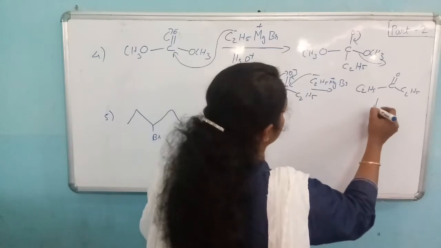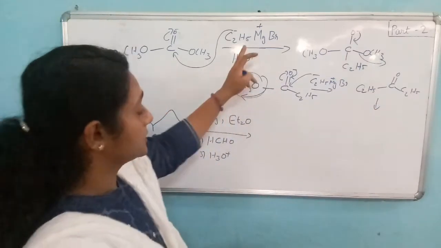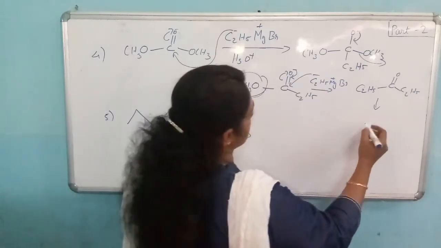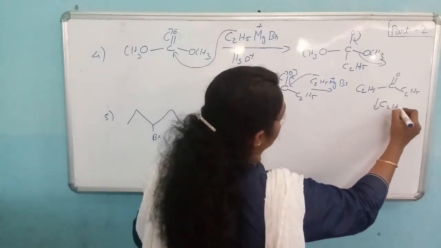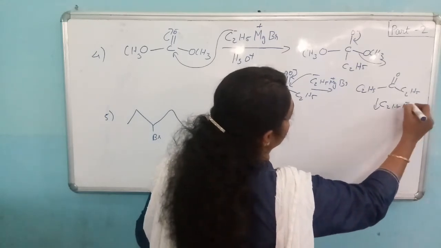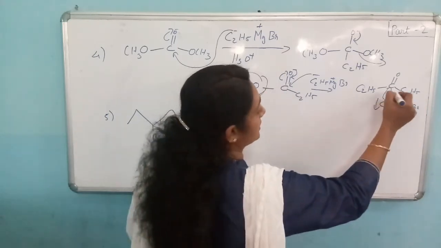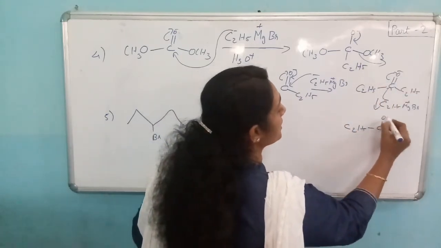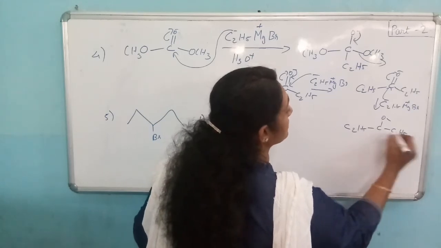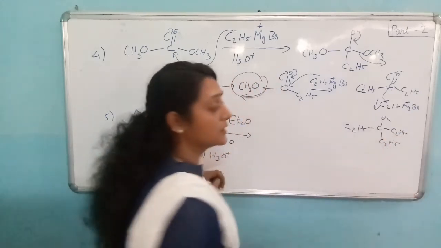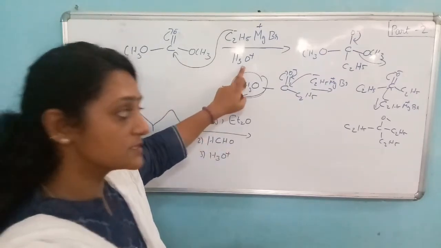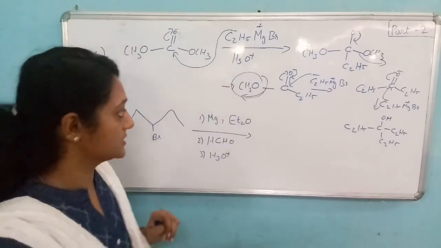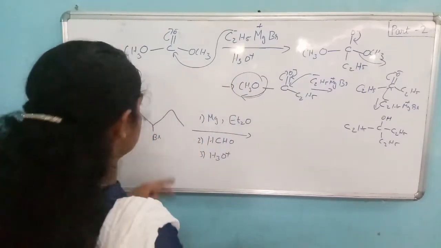What will be the product when Grignard reagent reacts with a ketone? It will be a tertiary alcohol. For example, C2H5 MgBr, the minus attacks here, giving O minus, C2H5, C, O minus, C2H5, and here also C2H5. Then next is hydrolysis. On hydrolysis we get a tertiary alcohol. That's the product.